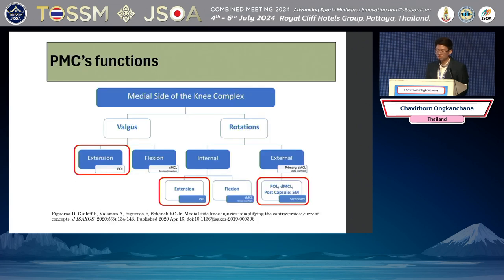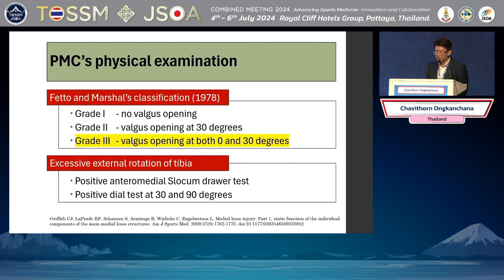We also know that the posterior medial corner itself functions alongside the MCL in creating valgus and rotational stability. The POL acts as a valgus and rotational stabilizer in full extension, while other ligaments act as secondary stabilizers to the external rotational force. Therefore, patients who sustain PMC injury would have a positive valgus opening in both 0 and 30-degree knee flexion. This is even without cruciate ligament injury.